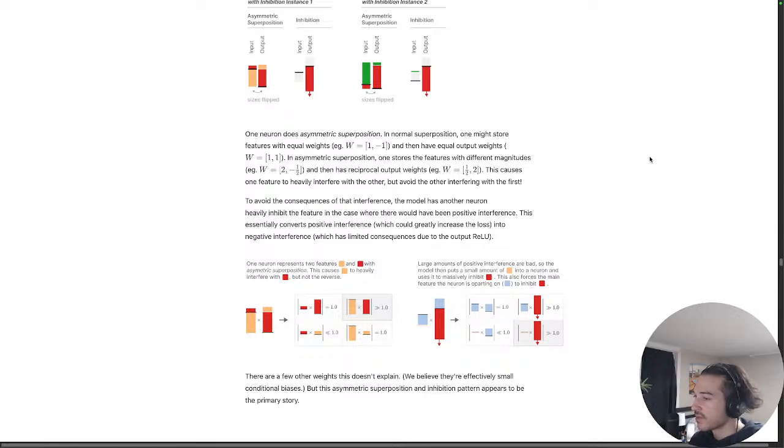This causes tan to heavily interfere with red, but not the reverse. Large amounts of positive interference are bad, so the model then puts a small amount of tan into the neuron and uses it to massively inhibit red. This also forces the main feature the neuron is operating on, blue, to inhibit red.